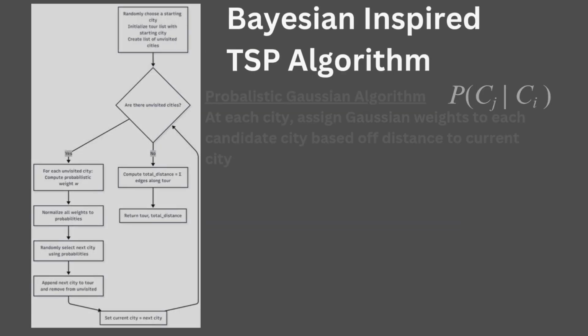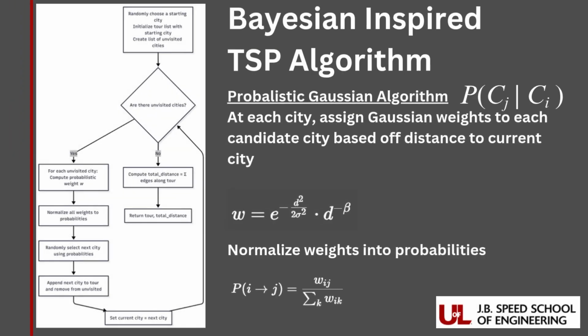But yeah, I just had the idea to do more of a probabilistic approach to TSP because, given the city that we're currently at, what's the probability that city A is the next city or city B is the next city? And so presenting the problem this way, I think could be useful in future projects.